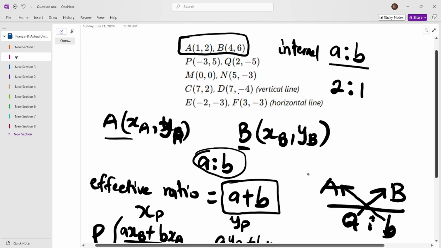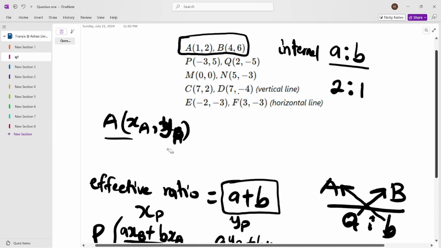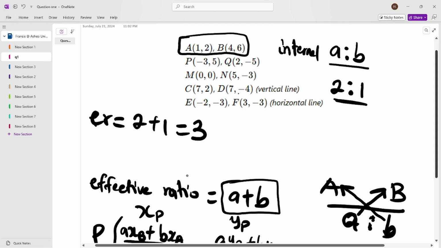Now, if that's not clear, let's use numbers. So first we need to find the effective ratio. We are doing internal division. Let me call it ER. So the effective ratio is going to be 2 plus 1, because the ratio is 2 is to 1. So 2 plus 1, which gives me 3. So the effective ratio is 3.